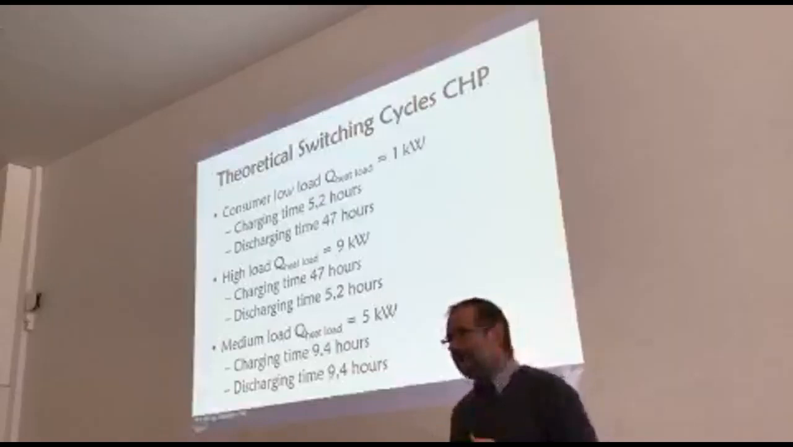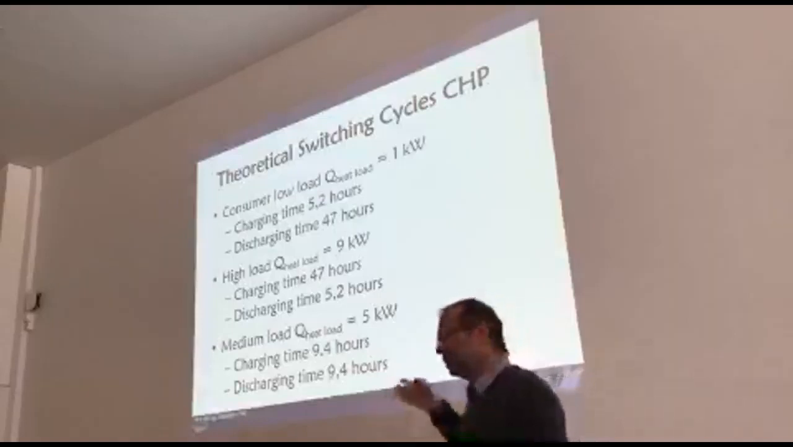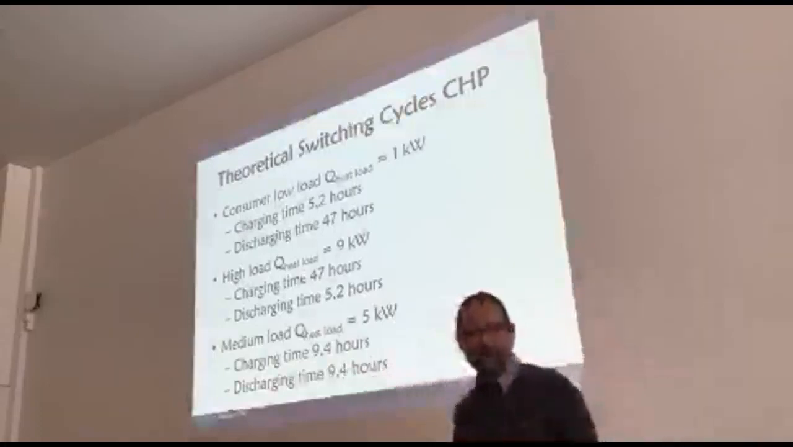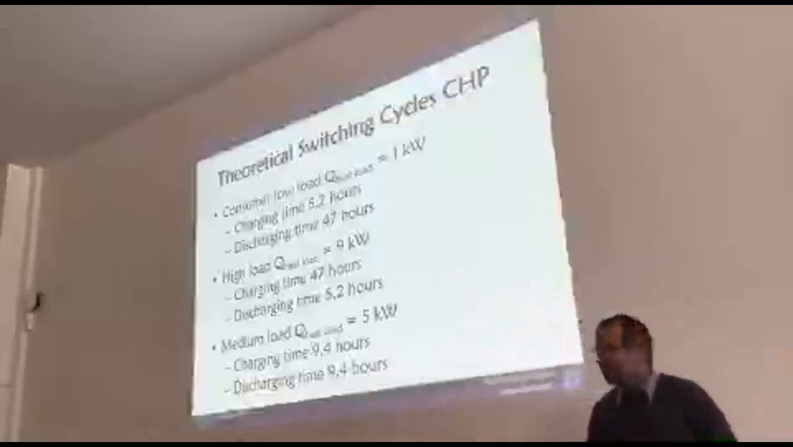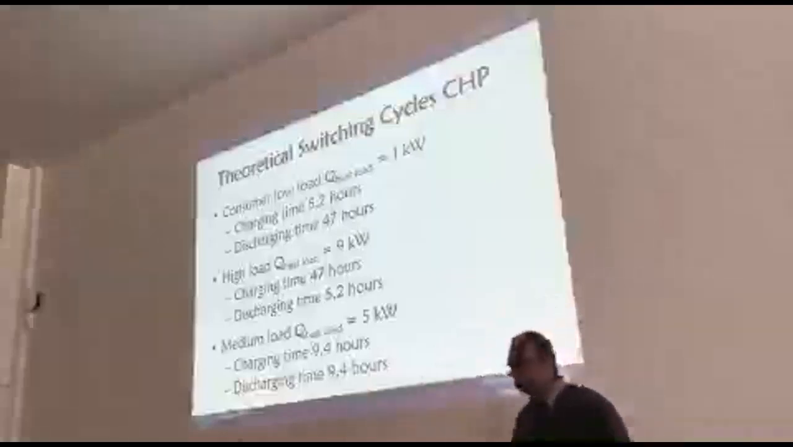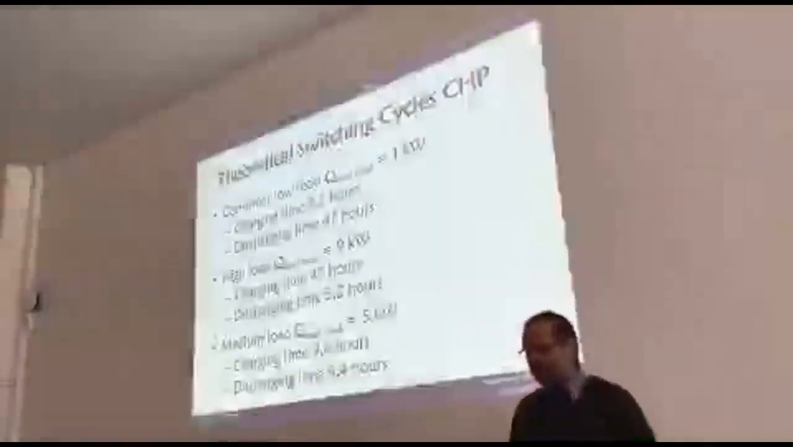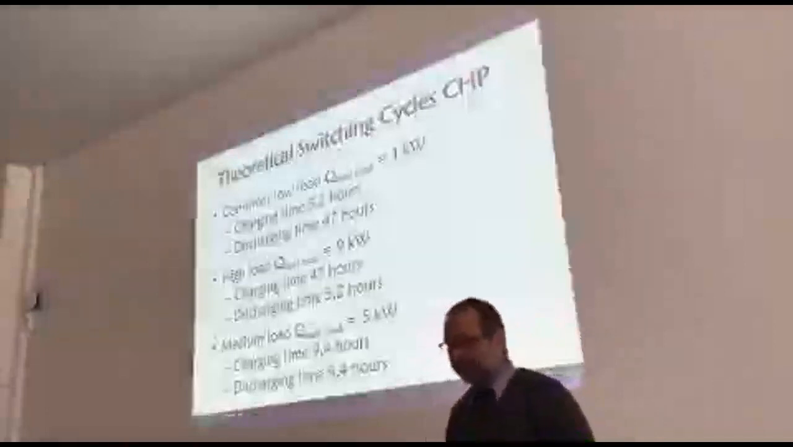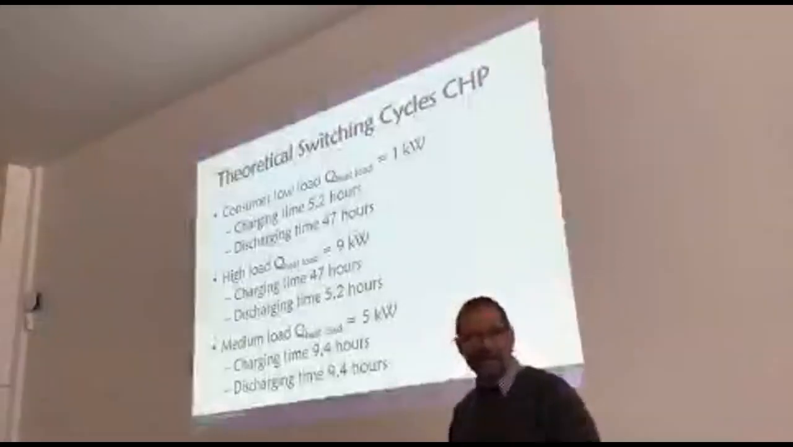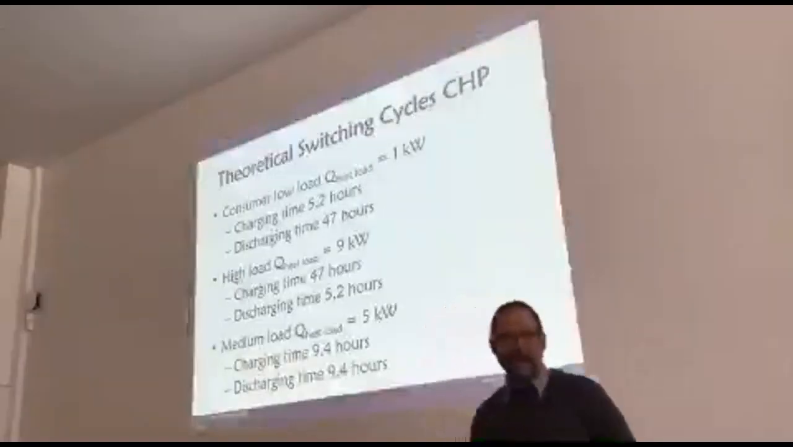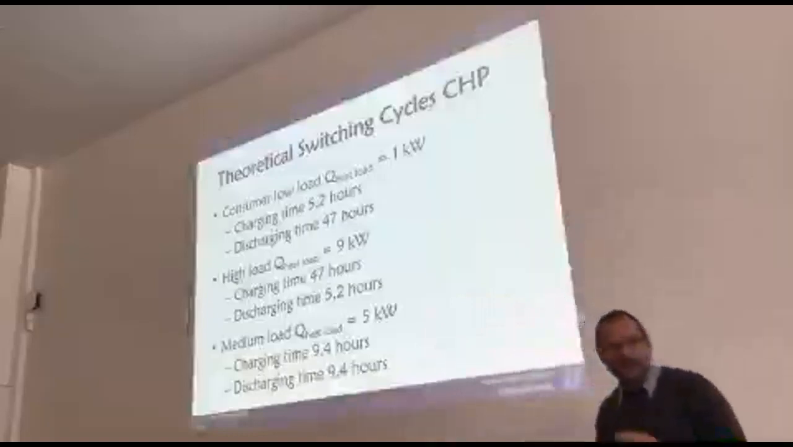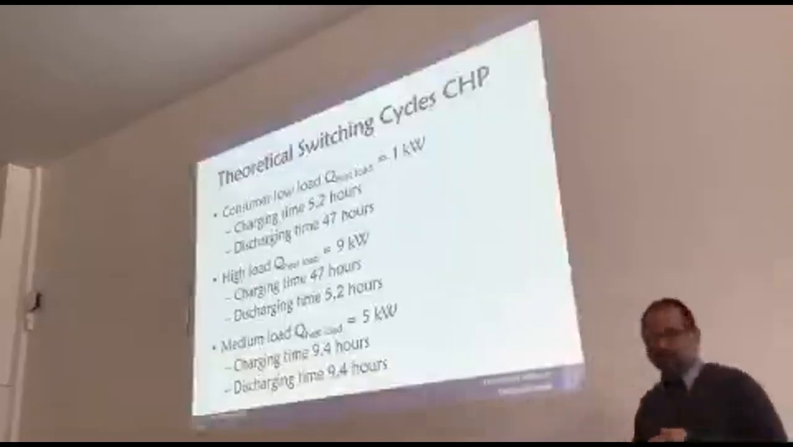The lowest cycle time you get when the consumer needs just half of the power the generator produces. That means the generator produces 10 kilowatt and the consumer needs just 5 kilowatt. Here we have a charging time of 9.4 hours and a discharging time of 9.4 hours too. That means altogether we have a cycle time of roundabout 19 hours. That's roundabout one start a day.